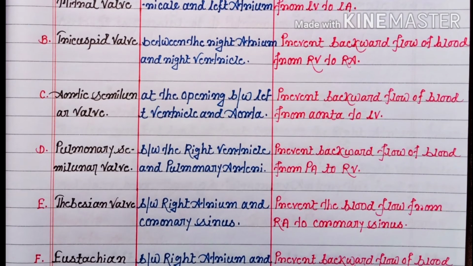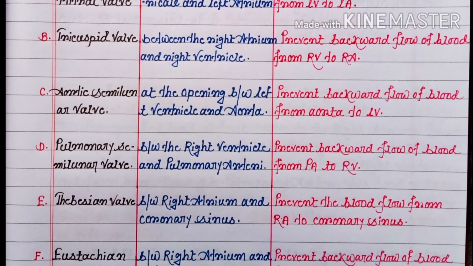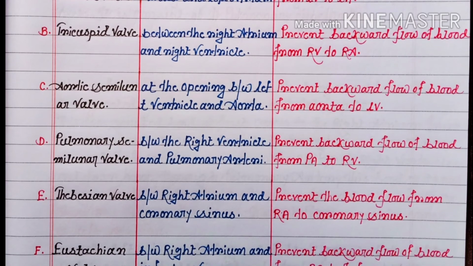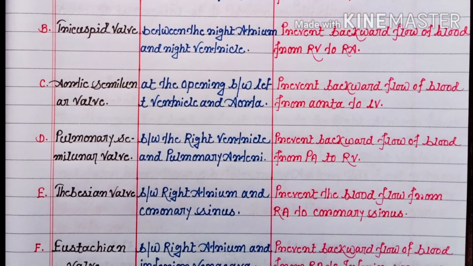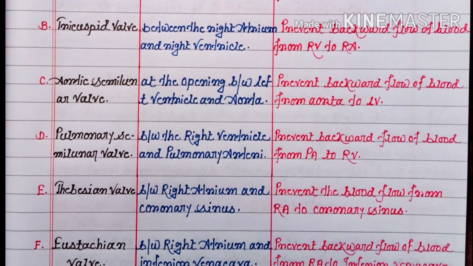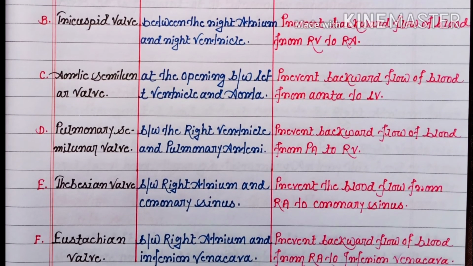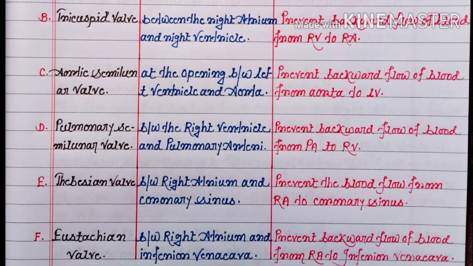The next one is the Thebesian valve. It is located in between the right atrium and coronary sinus. It prevents the blood flow from the right atrium to the coronary sinus, or it guards the opening of the coronary sinus.